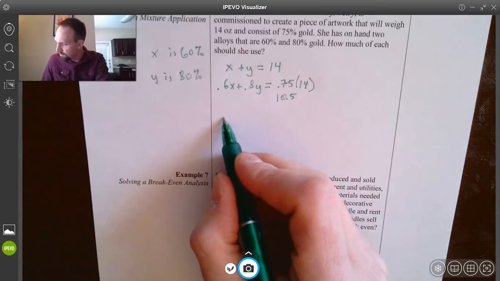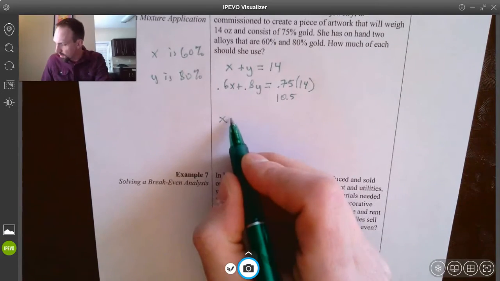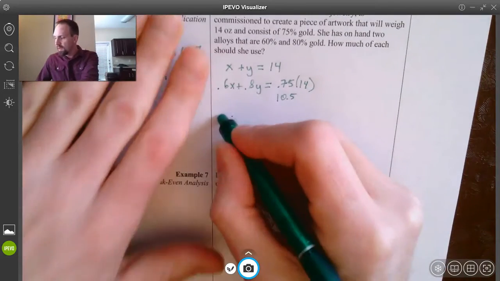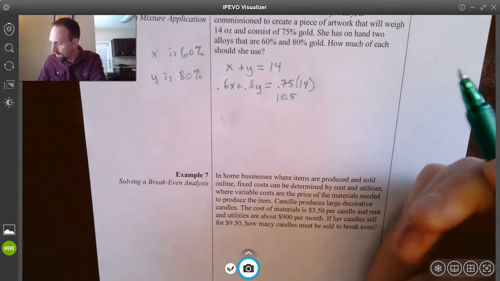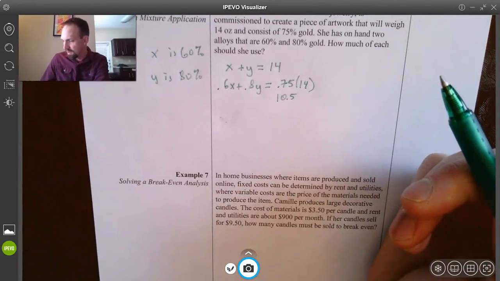In a later chapter, we're going to see how we can use some other tools that we have to be able to solve. Actually, I think substitution. Yeah, I was saying elimination. I think substitution is going to be a little bit easier.